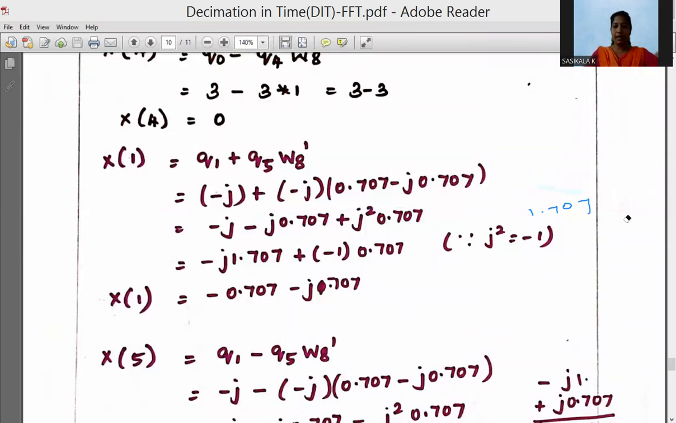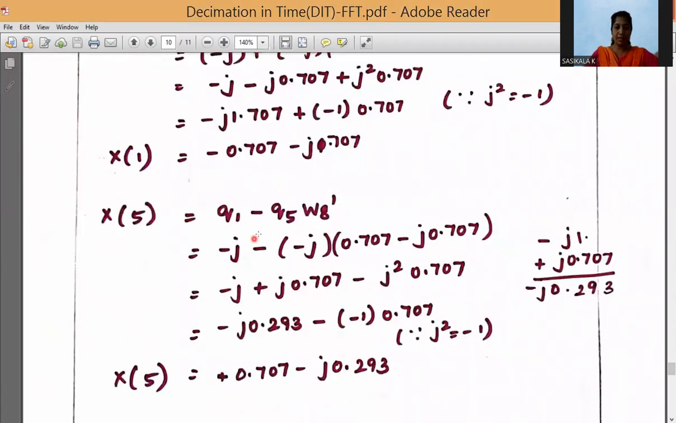And similarly, find x of 5. For x of 5, the same inputs, only the difference is the plus is replaced by minus. So minus j minus j into 0.707 minus j 0.707. Write minus j as it is. See here, minus into minus is plus, so plus j 0.707. And here minus into minus is plus, plus into minus is minus. So write minus j into j, which is j square 0.707.